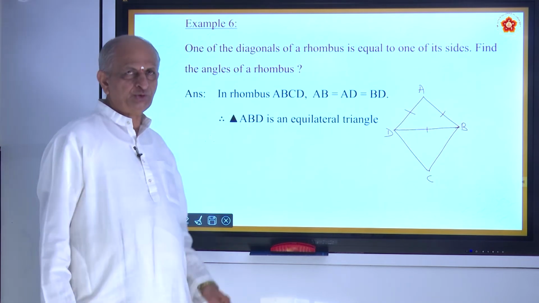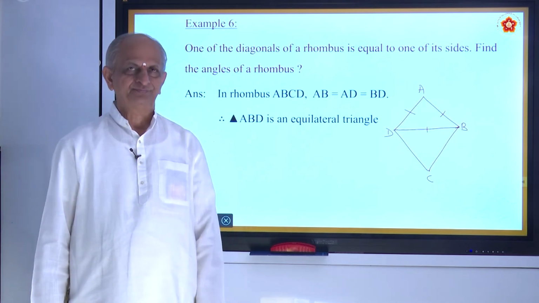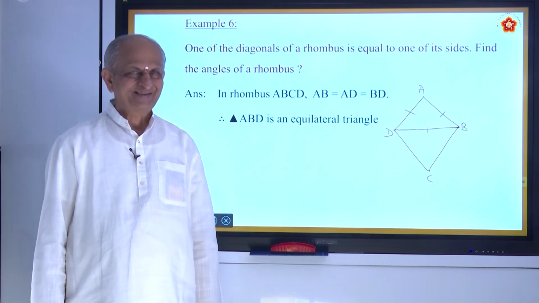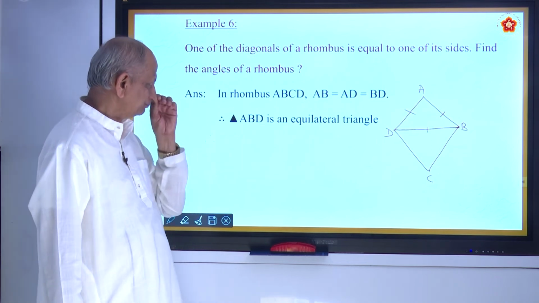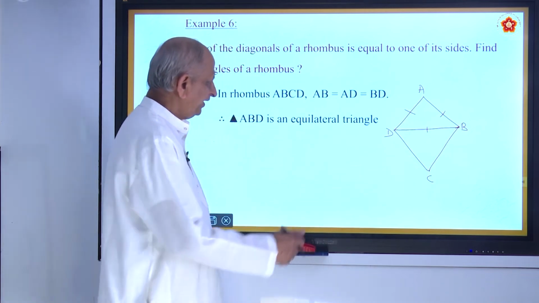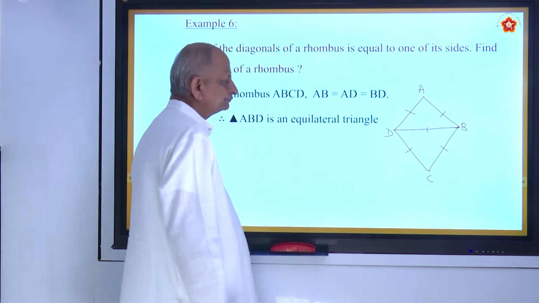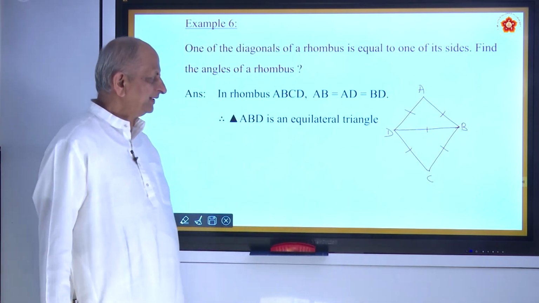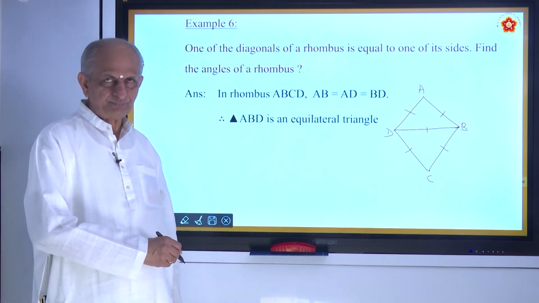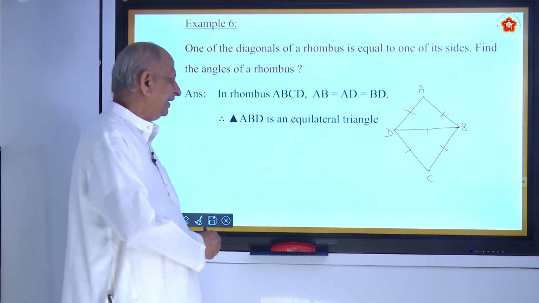Before you come to the problem, you must know the properties of rhombus. What are the properties of rhombus? All the sides are equal. That is AB, AD, CD, BC, all are equal. That is one property. Second property, diagonals bisect at right angles. Third property, opposite sides are parallel.